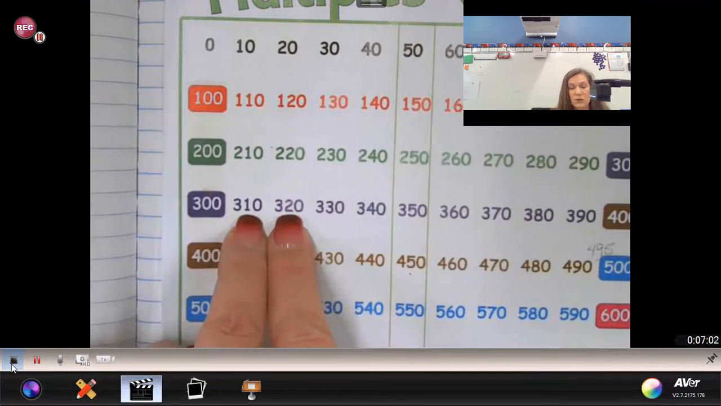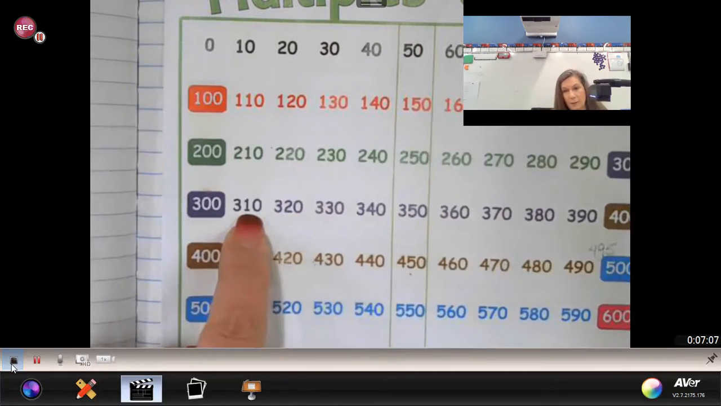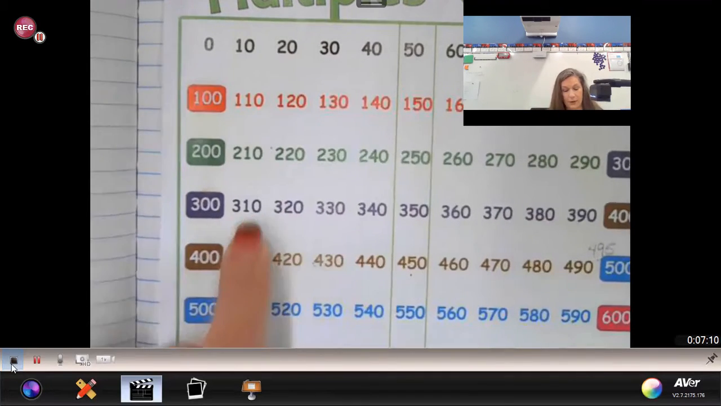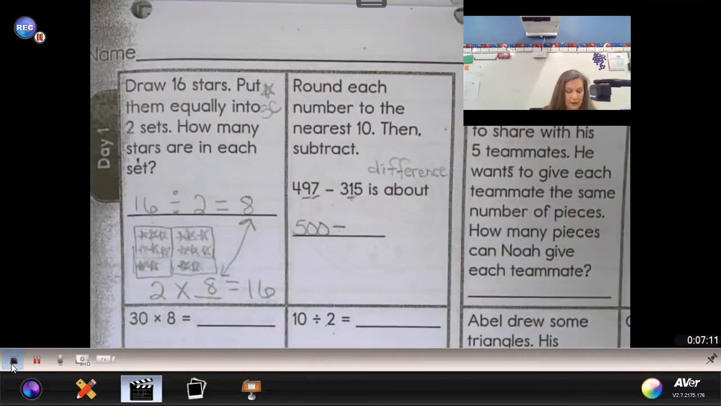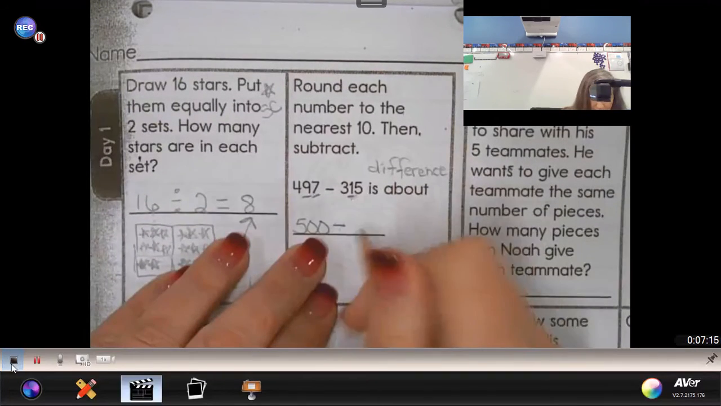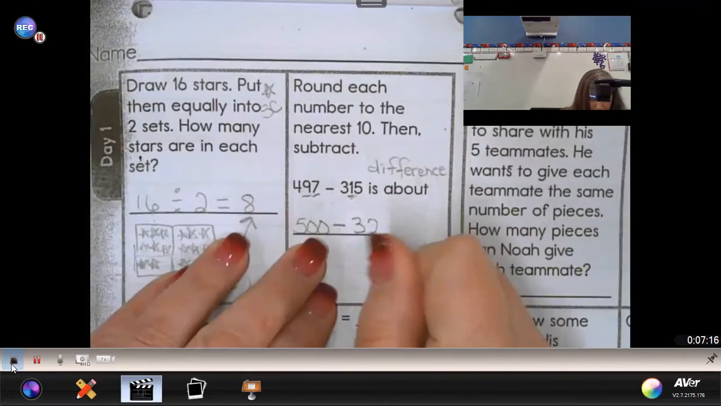So our rule is, when it's right in the middle of the two tens, we're going to round up. We're going to go up. Okay? So 320, we're rounding that up.